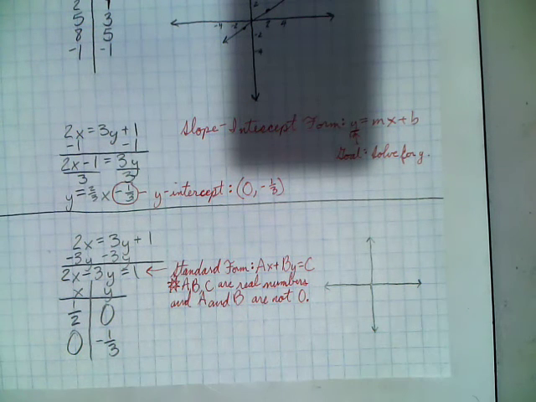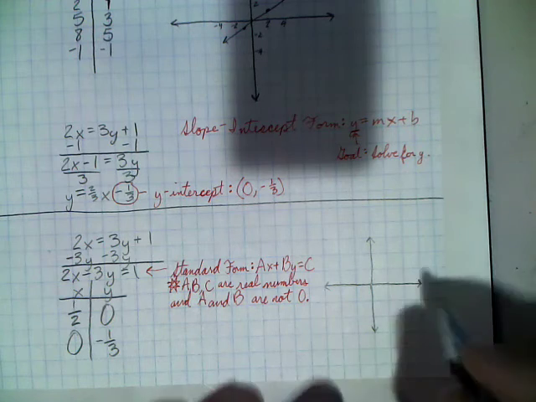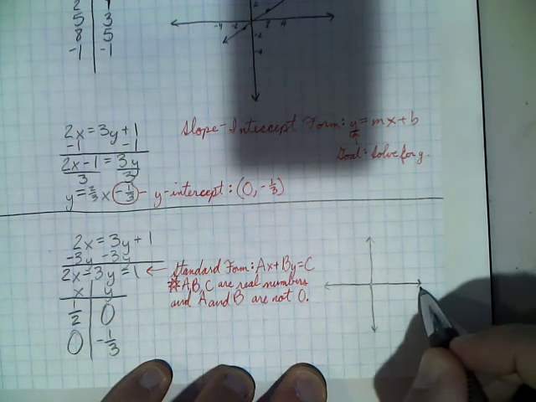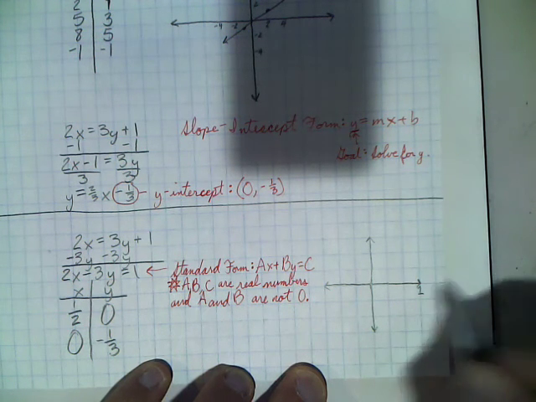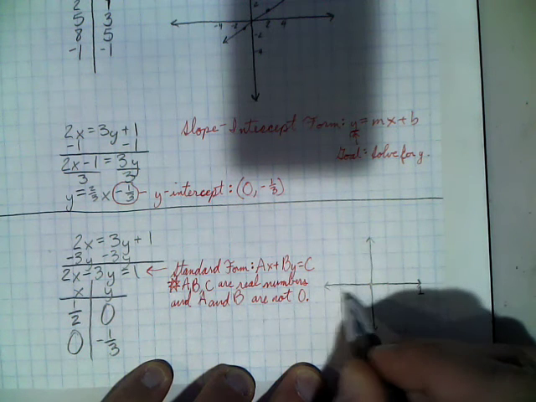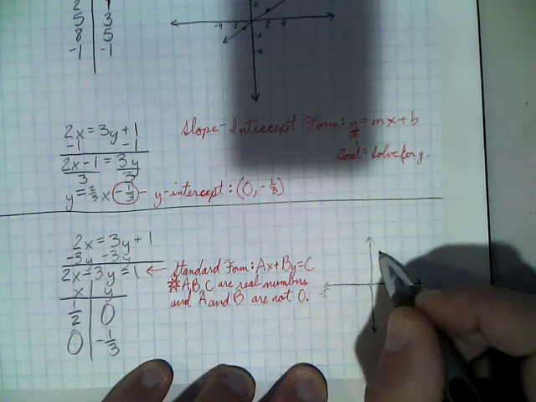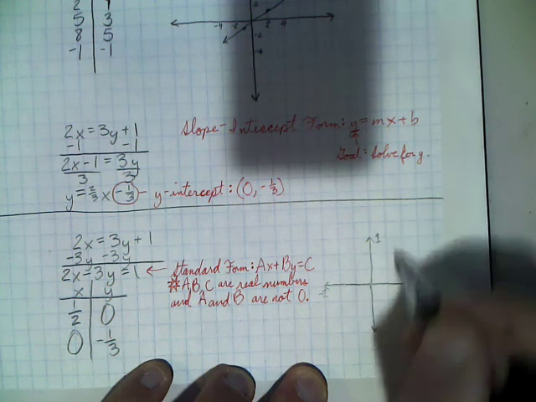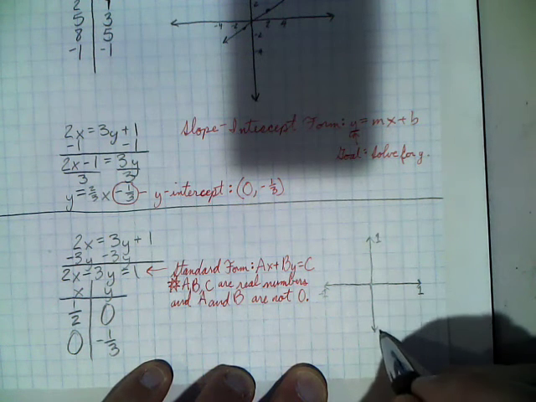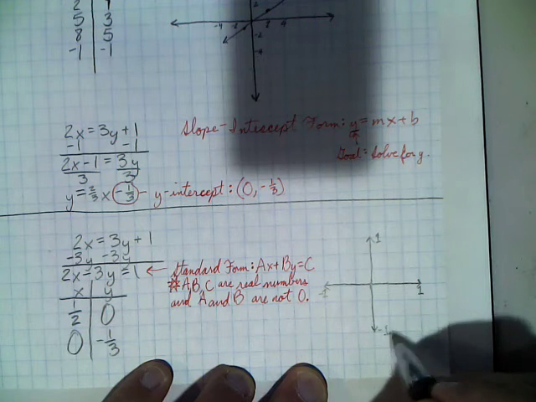And instead of counting by ones, since I have fractions here, I'm actually going to count by thirds. So this would be 1/3, 2/3, 3/3, or 1. So this would be negative 1/3, negative 2/3, so this would be a negative 1. 1/3, 2/3, 1. Negative 1/3, negative 2/3, negative 1.